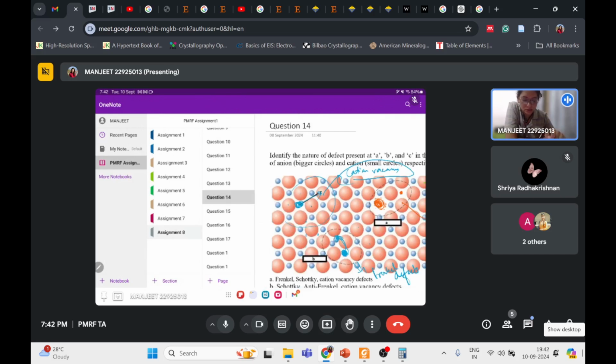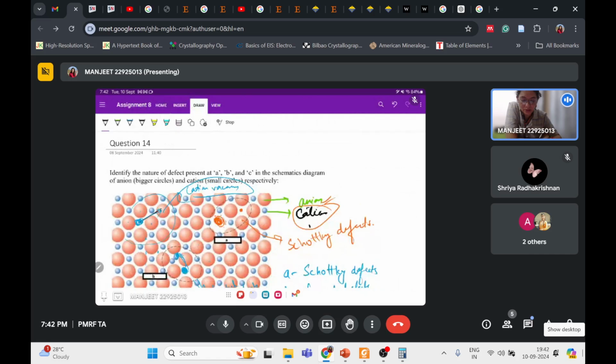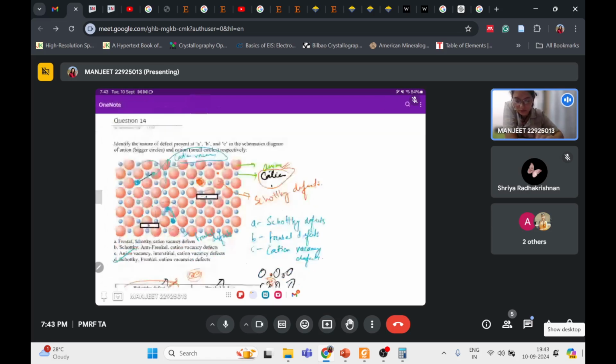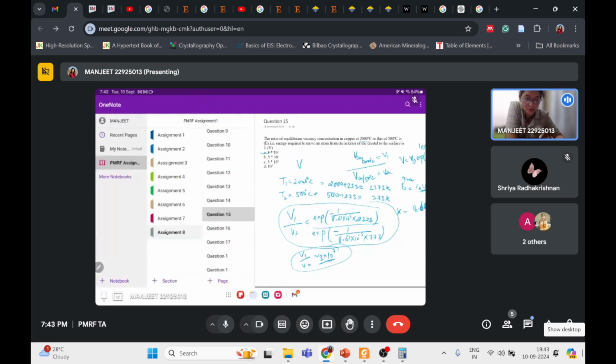In the next question, we have to identify which kind of defect exists in the lattice structure. Frenkel is basically when a cation or the smaller ion is missing from the normal site and moves to the interstitial one. And Schottky is when the cation and anion both are missing from their normal sites. And vacancy is basically a deficiency of the cation or anion, corresponding to the cation vacancy or the anion vacancy.